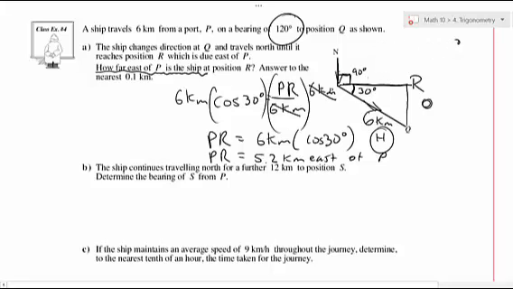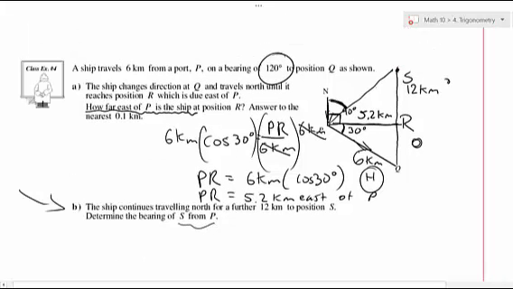I'm just going to write that in because we need more space for the next activity, which says that the ship continues traveling north for a further 12 kilometers to a position of S. Determine the bearing of S from P. What's the bearing? Well, in this case, remember, bearing is from north to whatever that is. Well, we don't have much of an angle to talk about here.